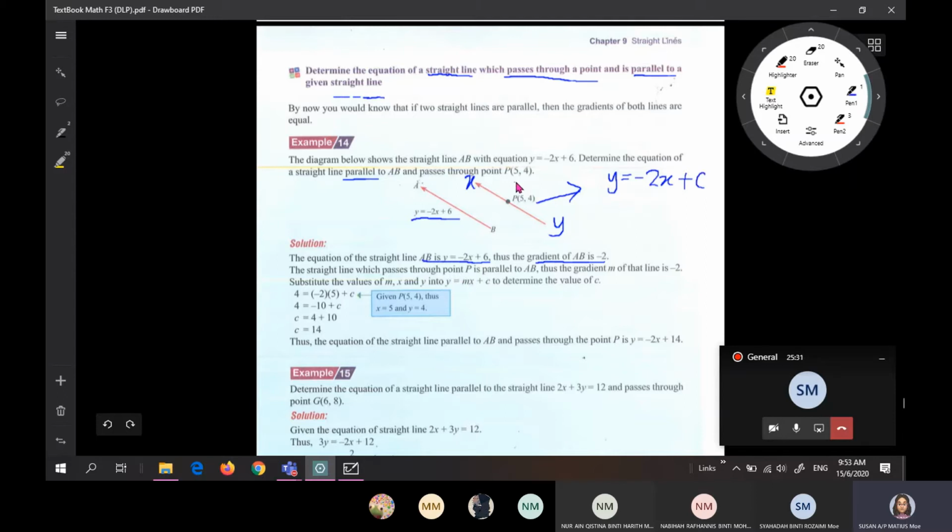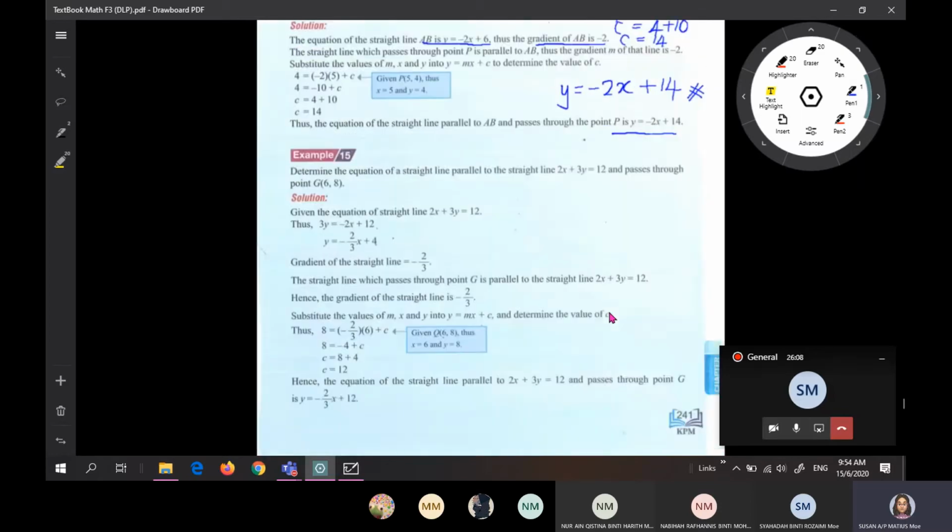Now you have this point, so this is x1, y1. You just substitute: negative 2, 5, plus c. So you get 4 equals negative 10 plus c, so c is 4 plus 10, c is 14. If you know m, you know c, so you can write down the equation: y equals negative 2x plus 14. Okay, that's all. Let's continue, guys.